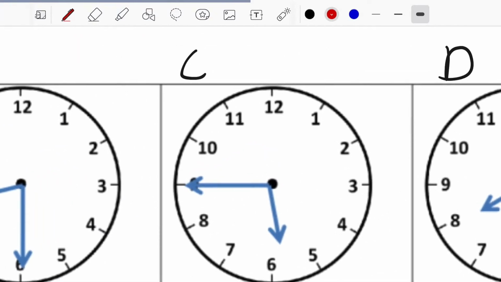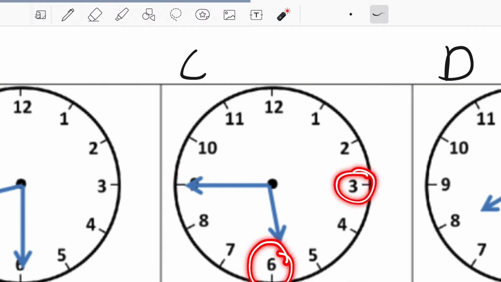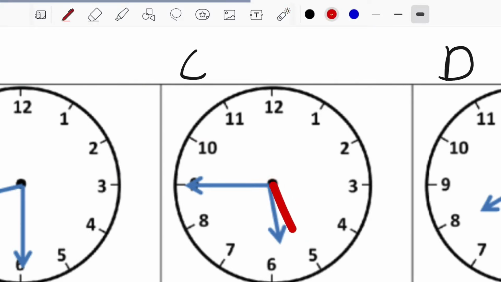C. So the hour hand is between the 5 and the 6, and the minute hand is on the 9. So the 9 means, remember this is 15, 30, this is 45. So it's 45 minutes past 5. So again, remember the time will start here at 5, and then as it gets closer to 6 o'clock, the hour hand will go closer to the 6. So right here will be 5, 5:30, 5:45, 6.